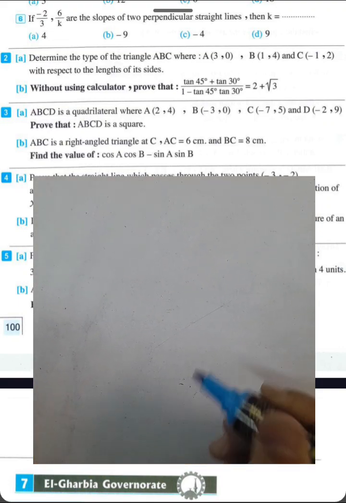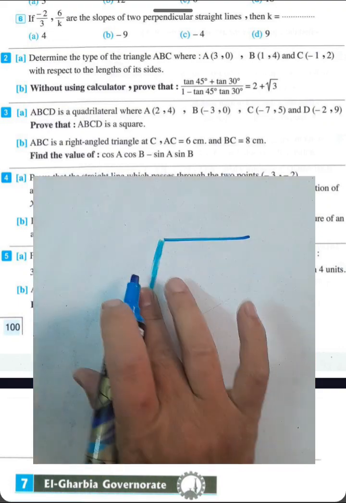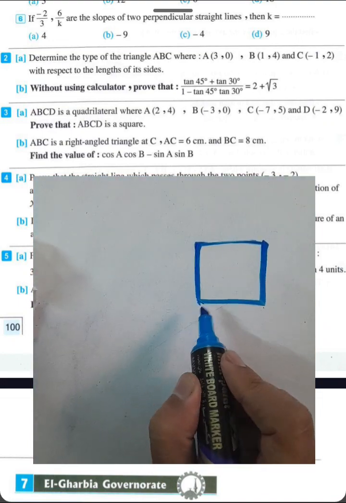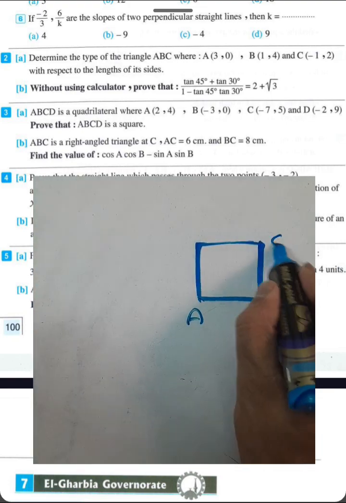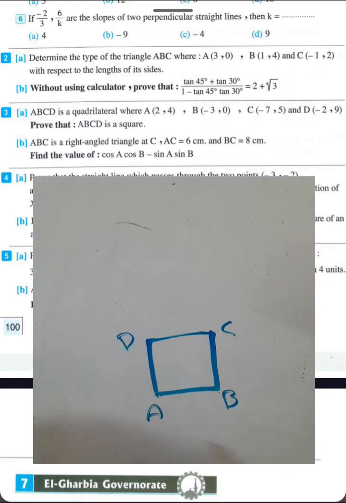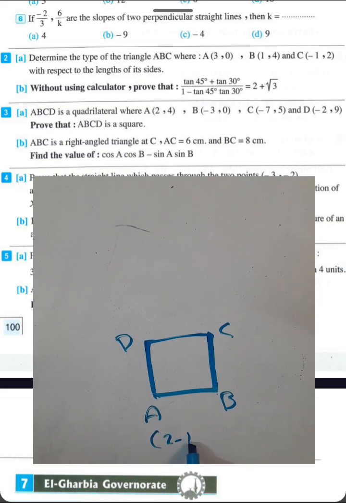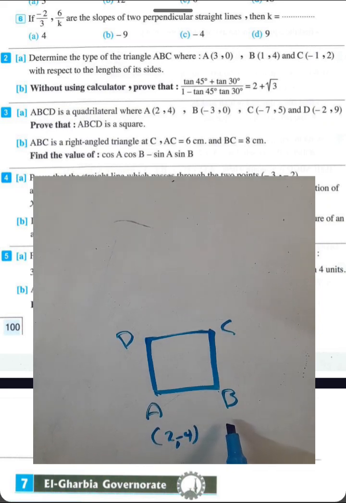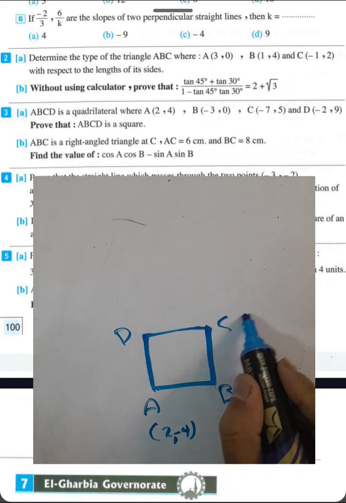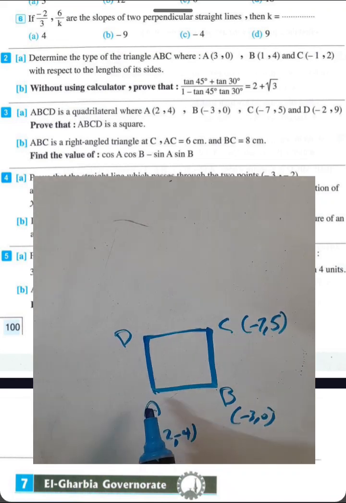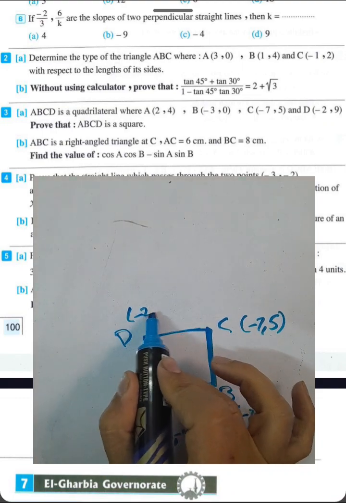We have ABCD. Prove that ABCD is the vertices of a square. A, B, C, and D: A is 2 and negative 4, B is negative 3 and 0, C is negative 7 and 5, and D is negative 2 and 9.